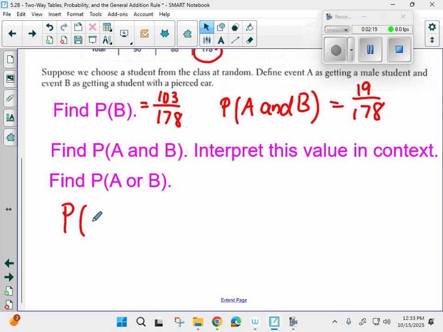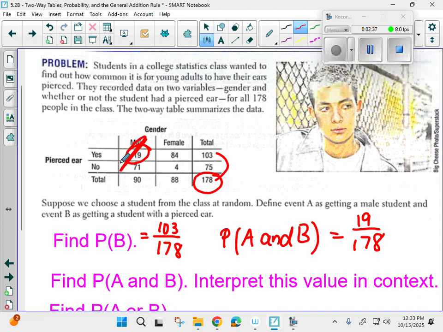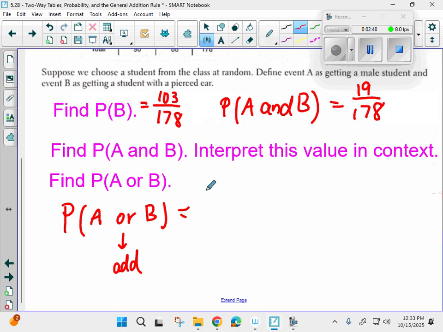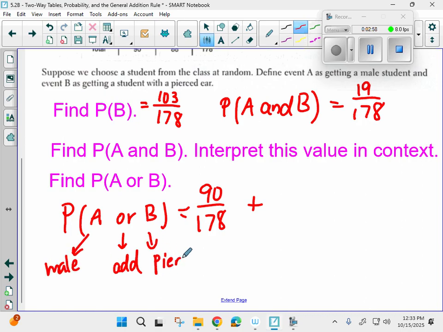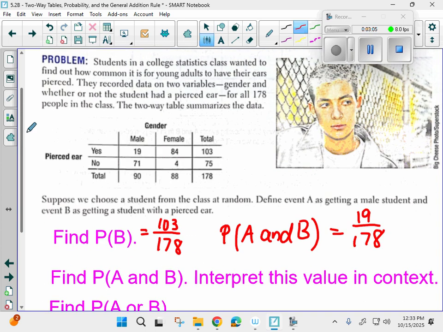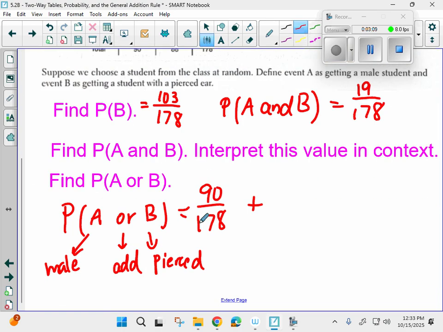Now I want to do the probability of A or B. This means male plus they have pierced ears, right? Remember, or means add. So we have male first. First we're going to add up everyone who is male. How many males are there in this study? 90 out of 178. The probability of just getting male, if you were drawing all their names, would be 90 out of 178. Now, I'm going to add the probability of pierced ears. How many people have pierced ears? 103 people have pierced ears.